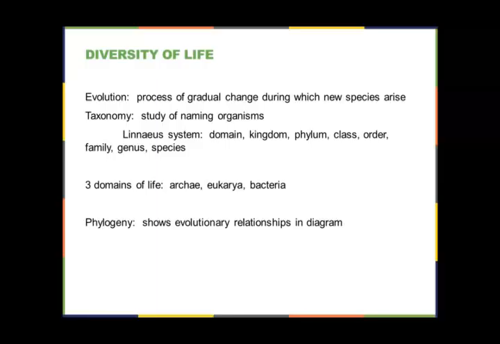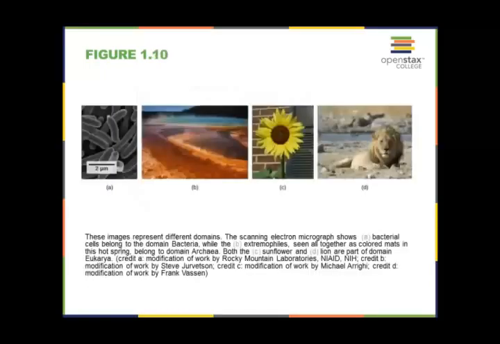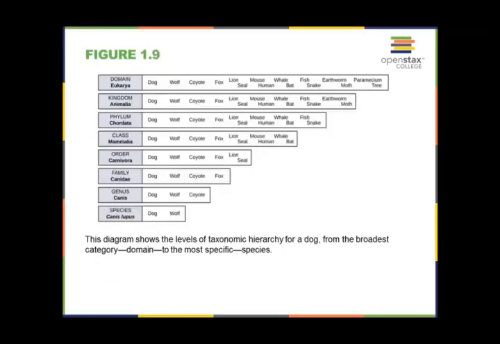Phylogeny is going to be a way of organizing the different organisms to help show the evolutionary relationships in a diagram format. So this is showing the normal taxonomic hierarchy for a dog, from the broadest category, the domain, down to the most specific, down at the bottom, the species. So you'll notice down there at the bottom when you look at it, under species, you see Canis lupus. Above, for genus, you see Canis, because genus and species are used together for the binomial nomenclature system.